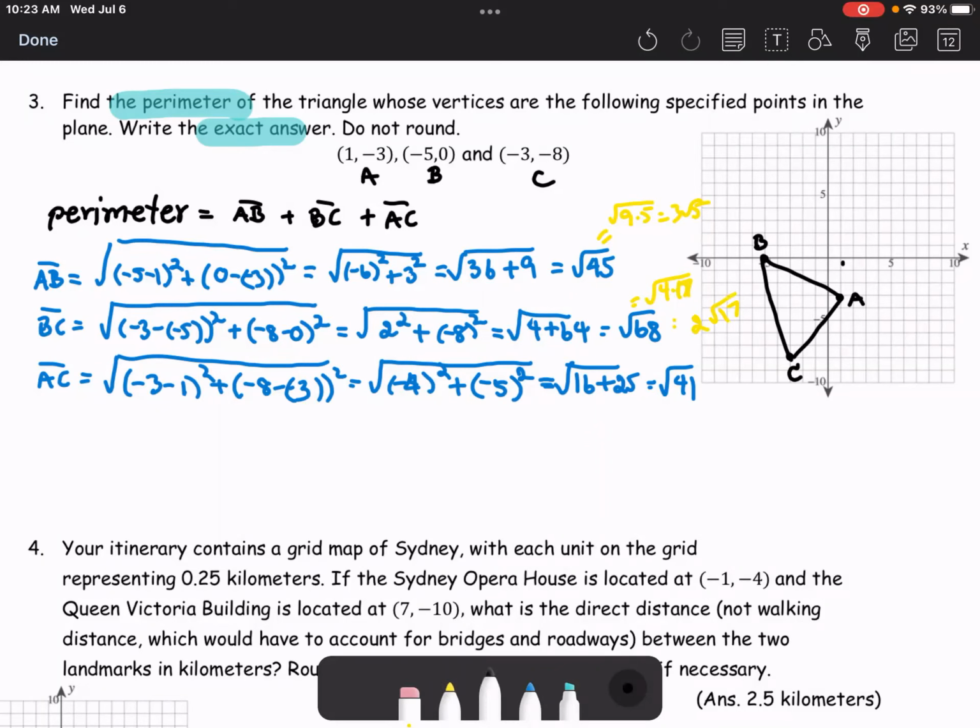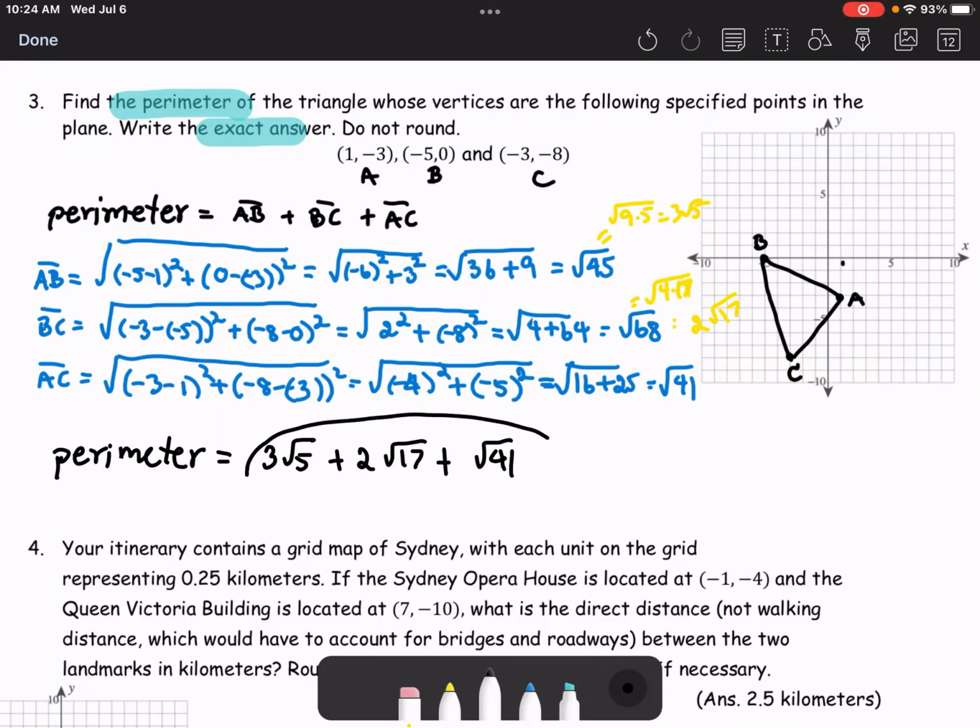Therefore, the perimeter of this triangle is going to be 3 square root 5 plus 2 square root 17 plus square root 41 as the exact answer form.